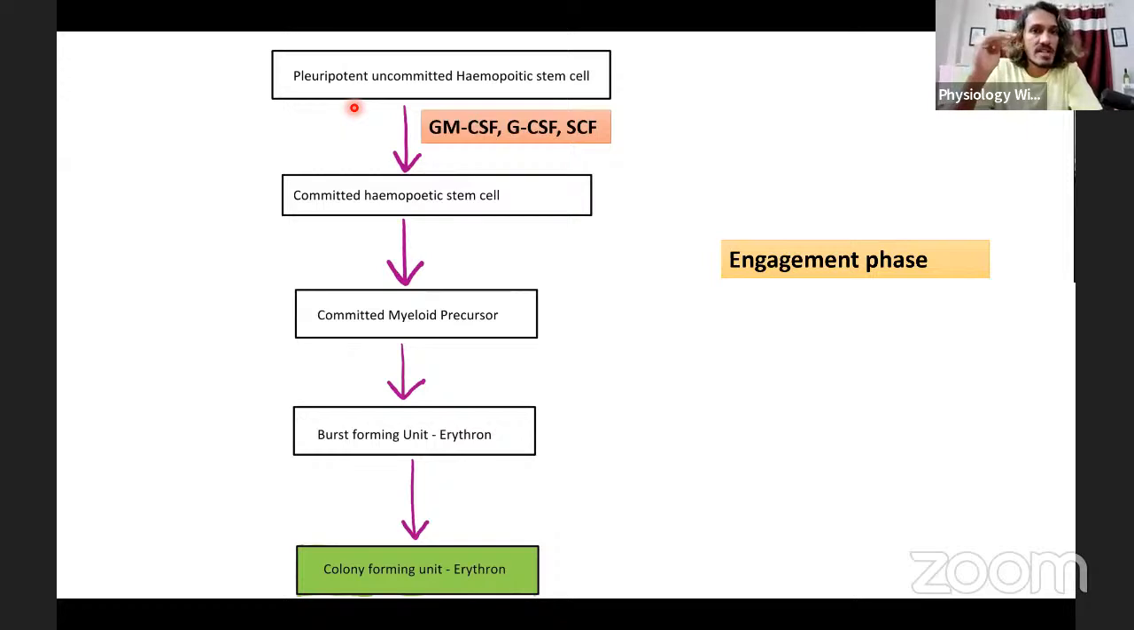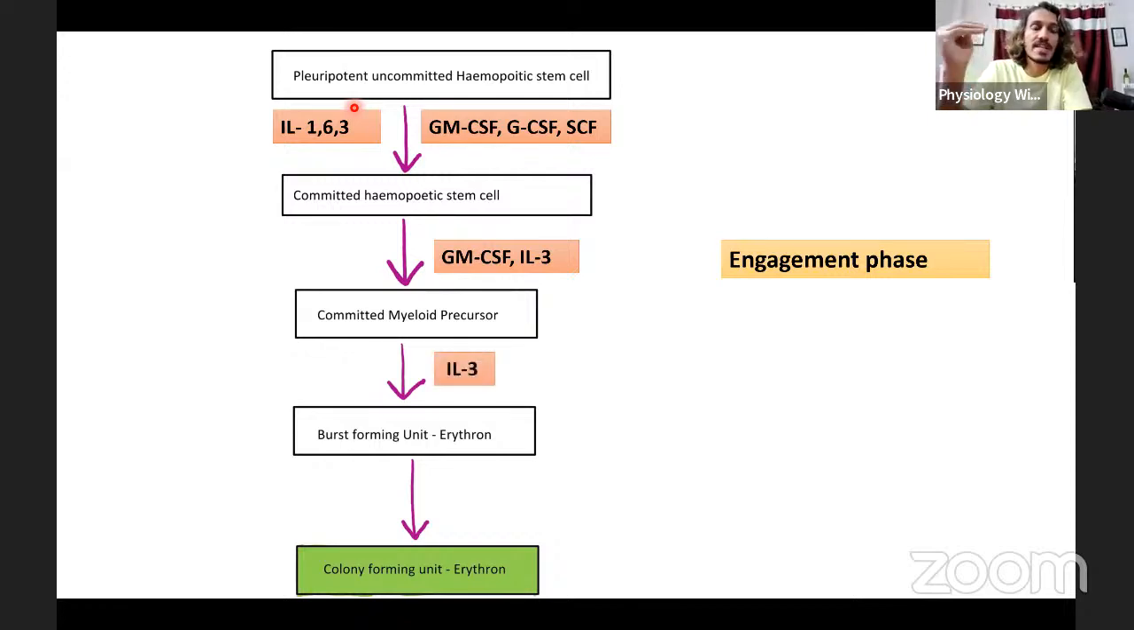So pluripotent uncommitted to become committed, we have GM-CSF, G-CSF, SCF, stem cell factor. Okay, then interleukins like 1, 6, 3. Then from committed to become the myeloid precursor, GM-CSF and interleukin 3 are involved. And again, interleukin 3 will help it convert to finally form the burst forming unit. And this is where your erythropoietin is now going to help convert it into colony forming unit. So this is the engagement phase where CFU-E is formed.